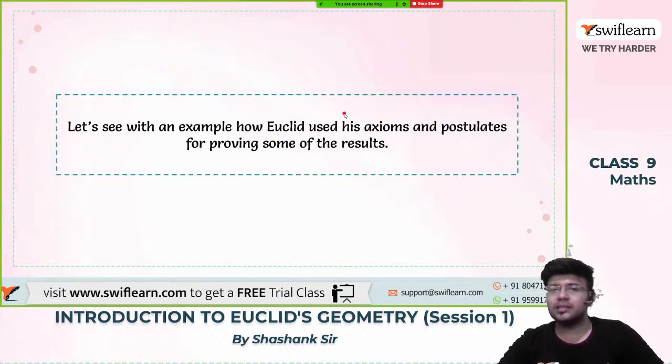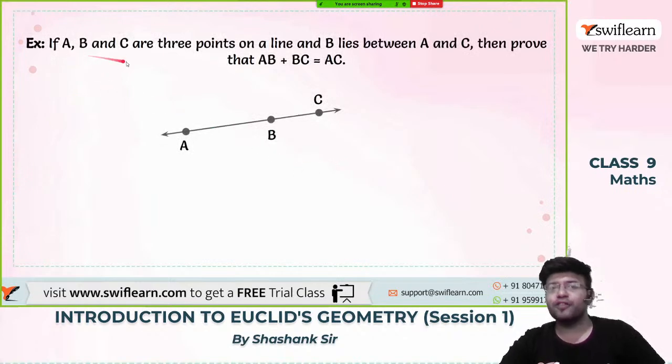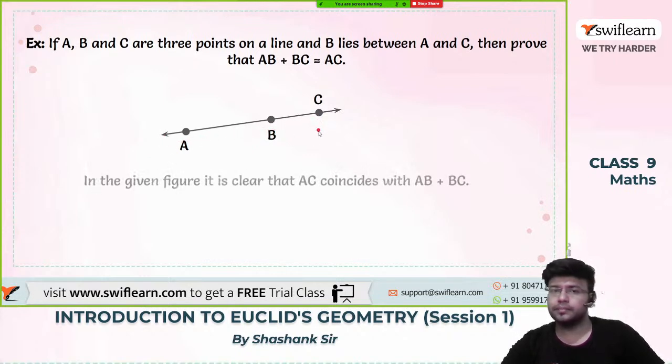Let us see an example of how Euclid used his axioms and postulates for proving some of the results. Now, if A, B, C are three points on a line, and B lies between A and C, then prove that AB plus BC is equal to AC.